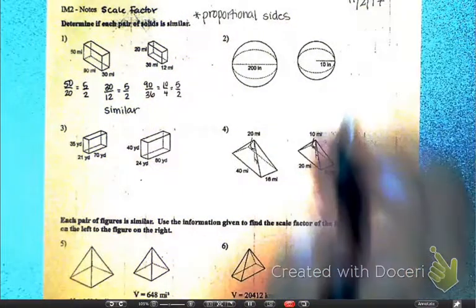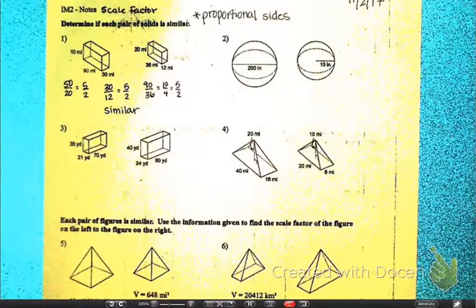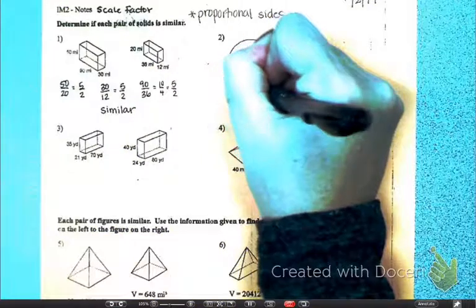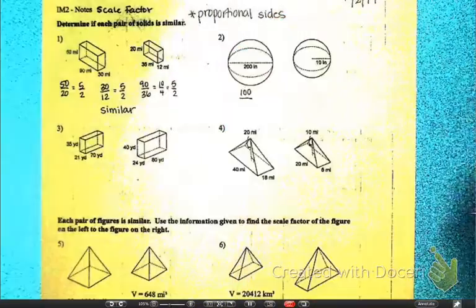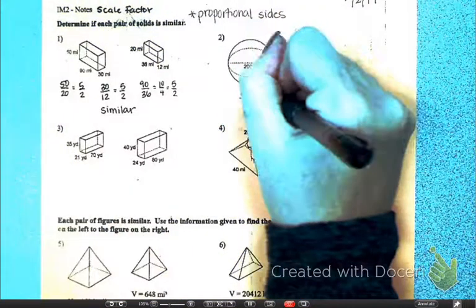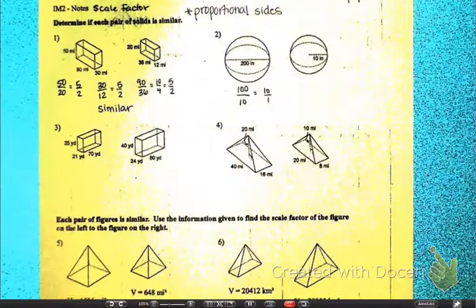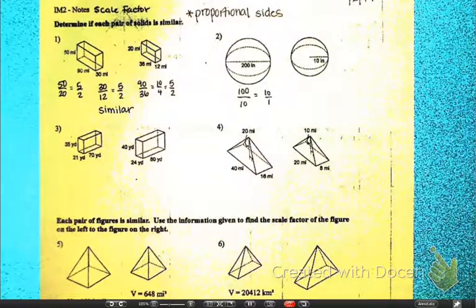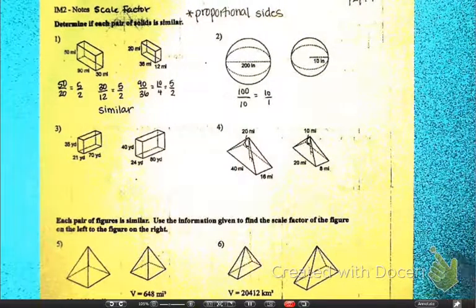We'll get that in 1 second. So what is the radius of the larger sphere? 100? And what's the radius of the smaller sphere? 10. So I'm getting 10 over 1 as my scale factor. You still need to find the scale factor. There is nothing else to compare, right?